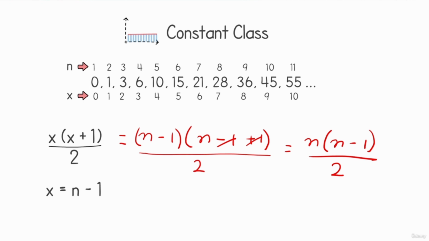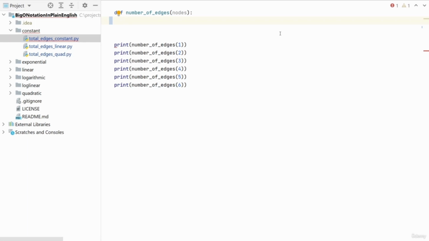This expression will give us the total number of edges that we need in a fully connected graph of n nodes. And now we have a way to give us the answer without having to iterate over anything in our input. And in fact, we can go back to our code.